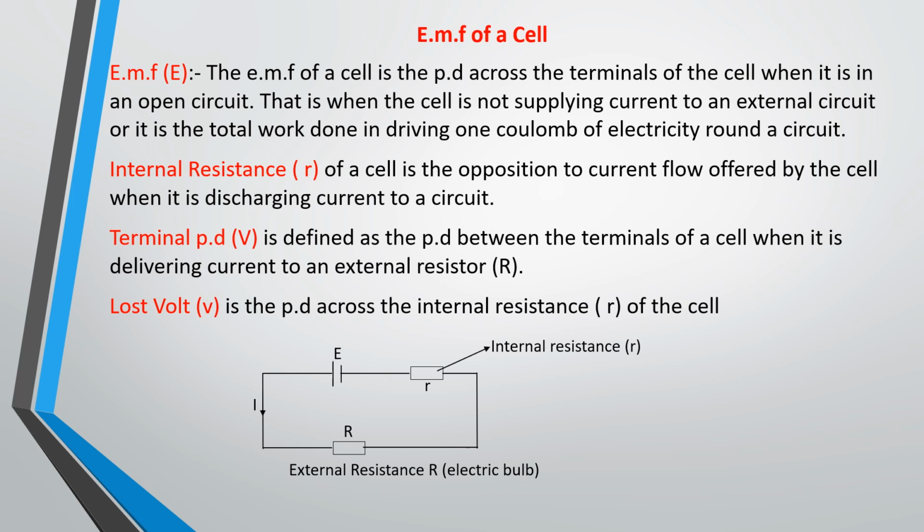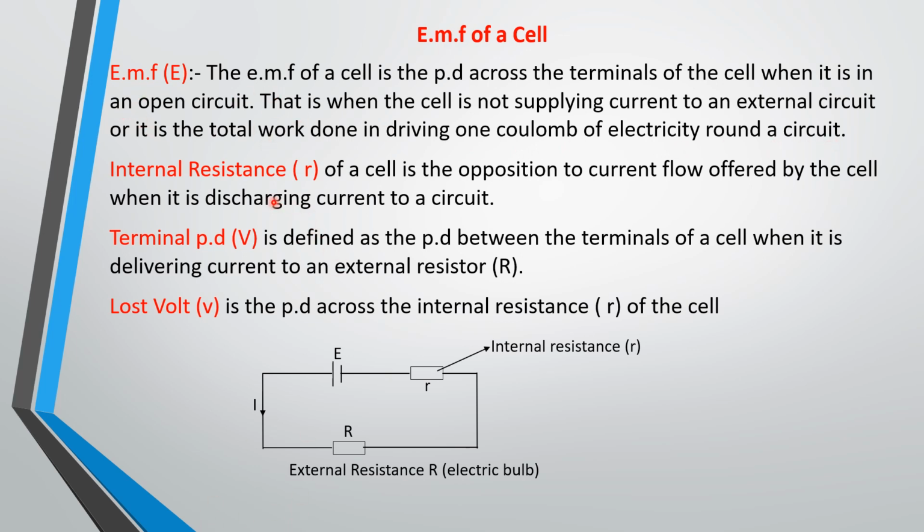The E.m.f of a cell is the potential difference across the terminals of the cell when it is in an open circuit. An open circuit means that the cell is not delivering any current, that is, the system is not doing any work. So when the cell is not supplying current to an external circuit, or the work done in driving one coulomb of electricity around a circuit, that is the E.m.f of a cell.